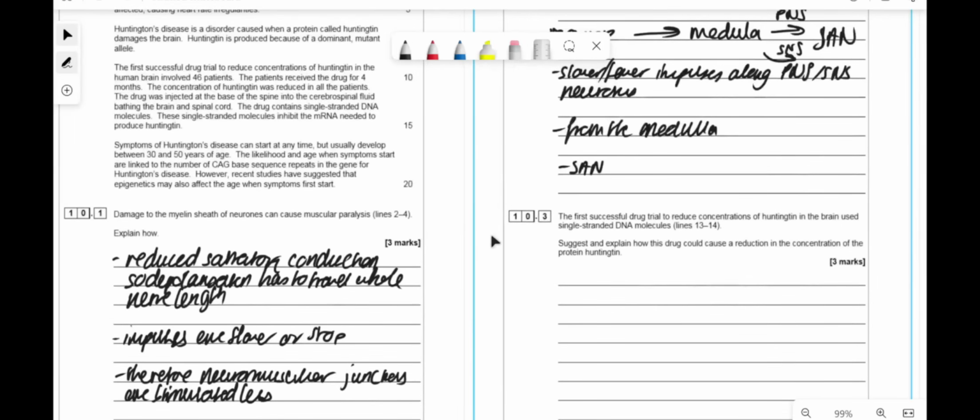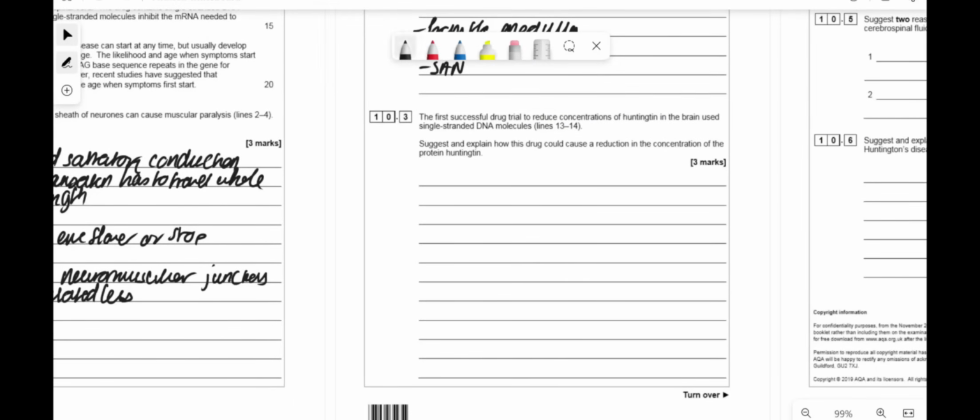The first successful drug trial to reduce concentrations of huntingtin in the brain used single-stranded DNA molecules. Suggest and explain how this drug could cause a reduction in the concentration of the protein huntingtin. So this one's testing. Just as a quick reminder, it inhibits mRNA needed to produce huntingtin. So this is testing your ability to apply this to protein synthesis. If you don't know your protein synthesis, please, for the love of God, go and look at it.